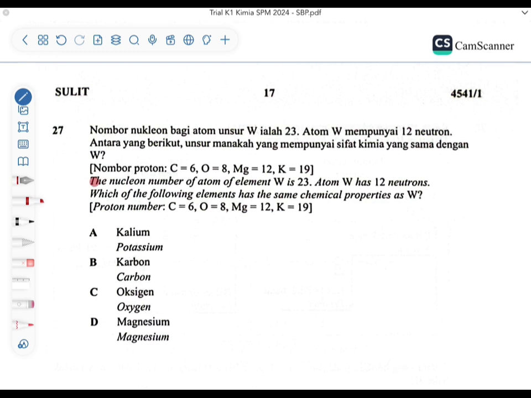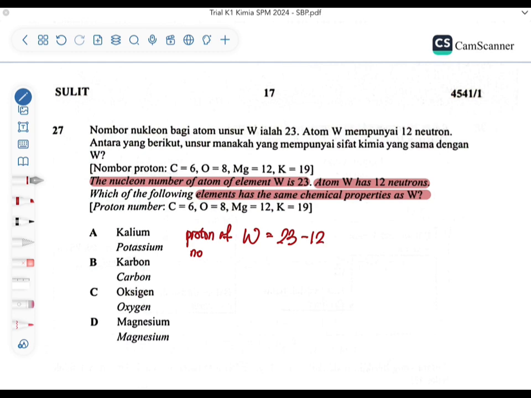So for the next question, we have the nucleon number of the atom of element W. The nucleon number of atom W is 23, and the atom W has 12 neutrons. Which of the following elements will have the same chemical properties as W? Okay, so the proton number of W is equal to the nucleon number minus the neutrons, which is 23 minus 12, then we will get a proton number of 11, isn't it?